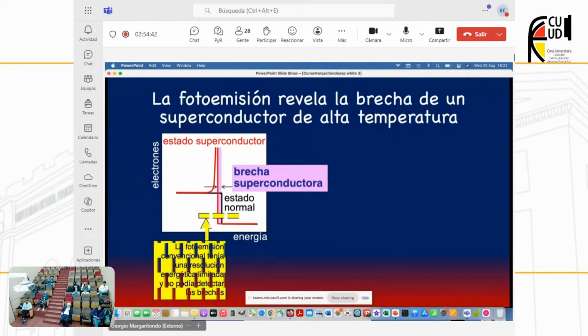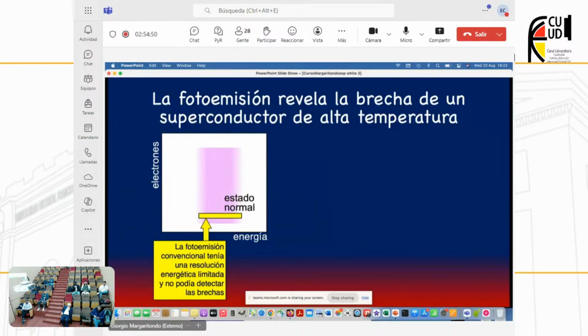What you got was a blurred situation because of the limited resolution of spectroscopy, so you could not see any gap. All this changed because of two different factors. Number one, the advent of high temperature superconductors, since the superconductivity gap is related to the temperature, and so if you have a transition temperature that is larger, as in high temperature superconductors, the gap is a little bit bigger than that in a low temperature superconductor.